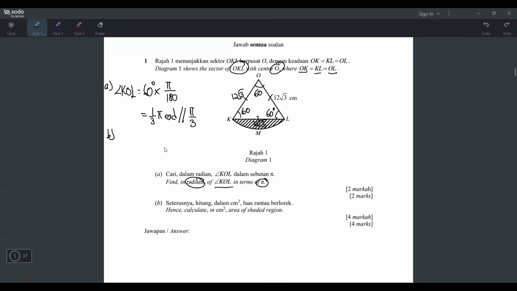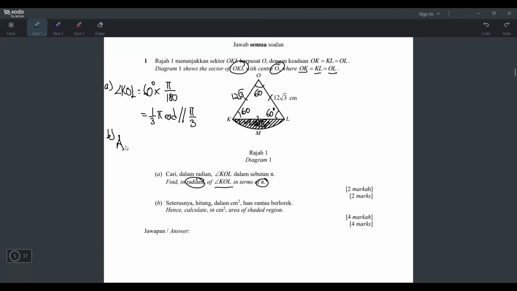Okay, let's do B. B says calculate the area of the shaded region. If you look carefully at this shaded region, we call it a segment, ataupun dalam bahasa Melayu, tembereng. So what is tembereng? Tembereng is this shape in between the arc and the chord. This line we call the chord, and this line we call the arc. And the space in between, that's what we call the segment.